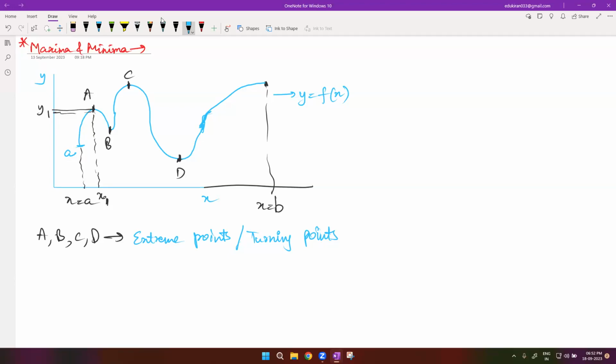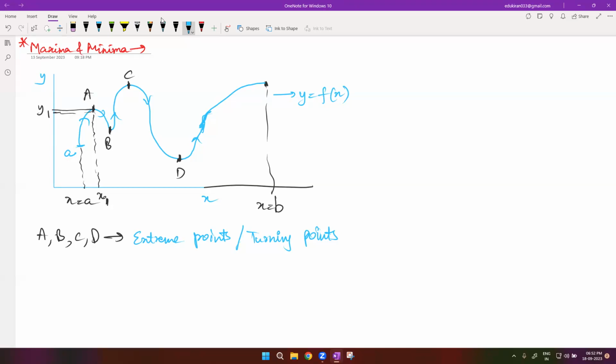You can check at A, the graph was moving upwards, but after A, the graph is moving downwards. Similarly, after B, the graph is again moving upwards. After C, the graph is again moving downwards. After D, the graph is again moving upwards. So we can also check the direction in which the graph is turning. At all of these points, the graph is turning. That is why we are calling them extreme points or turning points.